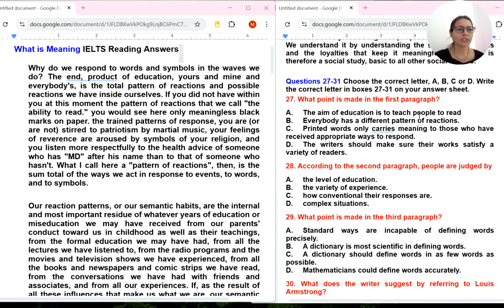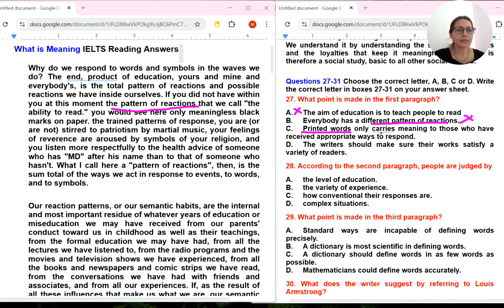The aim of education is to teach people to read. The end product of education, the aim of education, but the main thing is missing. So we can't just write this as the answer. Option B, they were also not talking like that. Everybody has a different pattern of reaction. They were not talking like that.